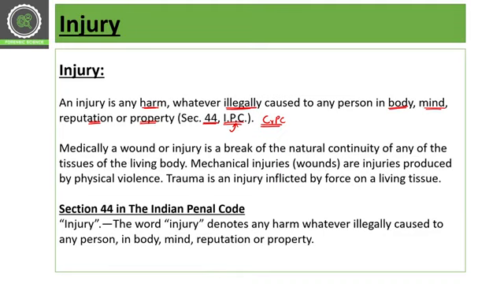In case of injury we have Section 44, and this section says injury is any type of harm which is illegally caused. Of course it is illegally caused, because if a medical person is causing harm to someone else's body, it will be legal. For example, if I have to perform some operation, it will not be illegal. That's why I'm saying this is important: illegally caused to any person's body, mind, reputation and property. This is the legal definition.